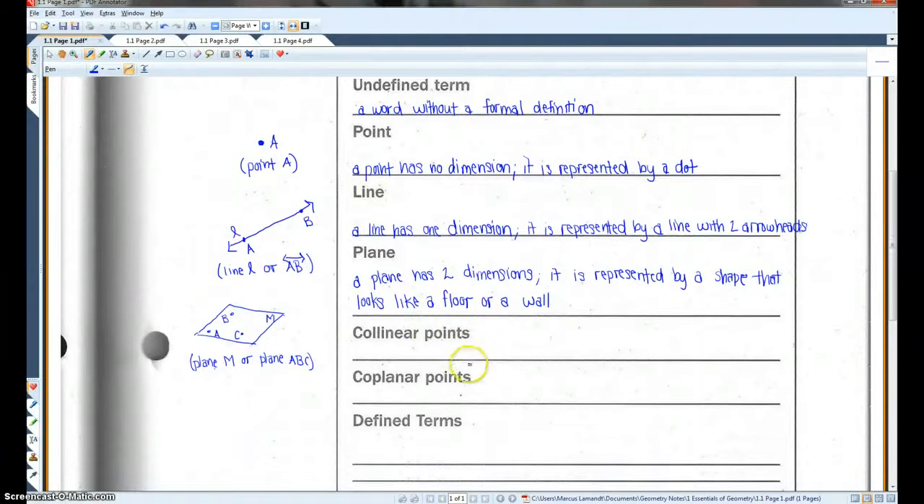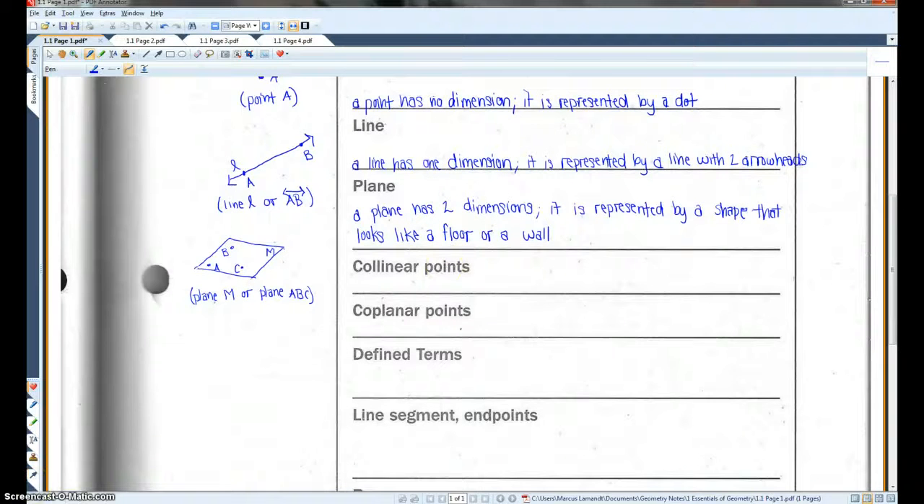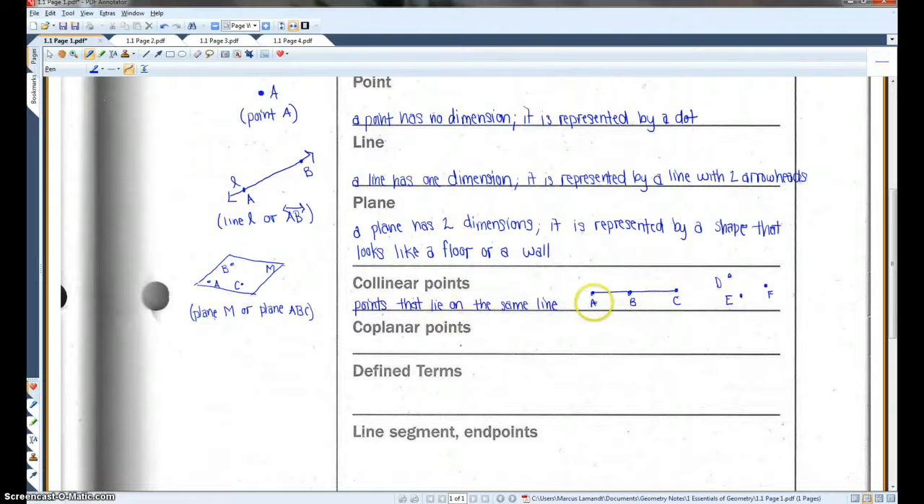Okay? Alright. Collinear. Collinear points basically make a straight line. So in this case, ABC would be collinear points. DEF are not collinear points.